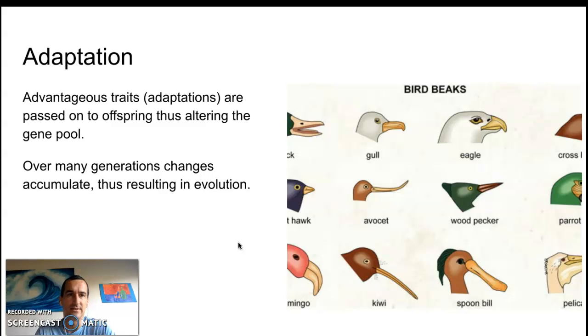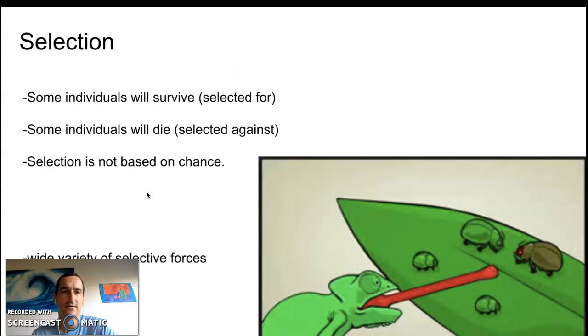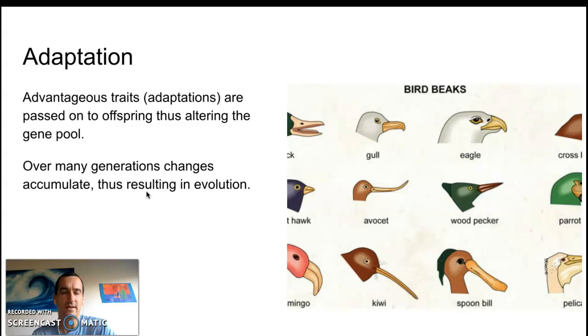And last, we have adaptation. And adaptation means that advantageous traits, which we'll call adaptations, are passed on to offspring. So the makeup of the gene pool is going to be affected over many generations. And these small changes accumulate, resulting in different adaptations, as you can see in this picture of all these different bird beaks. Okay, so those are the four: variation, overproduction, which leads to competition, selection, and then adaptations that are passed on to offspring.